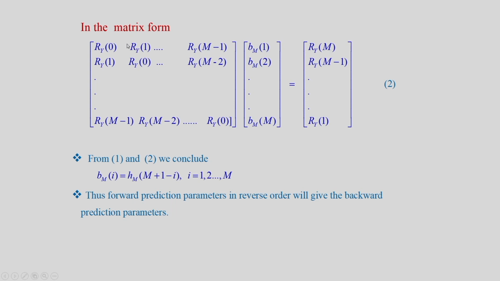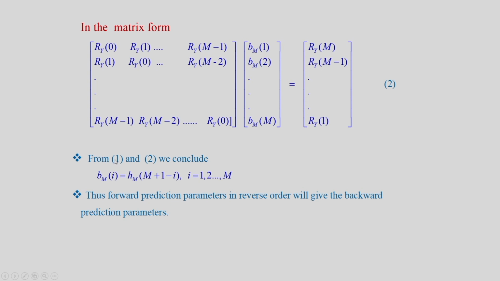In the matrix form, we get R_y(0), R_y(1), etc. This is the autocorrelation matrix, into the backward prediction filter coefficients b_m1, b_m2 up to b_mm. This is the filter coefficient vector, and that must be equal to R_y(m), then R_y(m minus 1), and up to R_y(1). This is the autocorrelation vector, but we observe that it is in reverse order. In the forward prediction, the order is first R_y(1), then R_y(2), etc., but here it is first R_y(m), then R_y(m minus 1), etc.